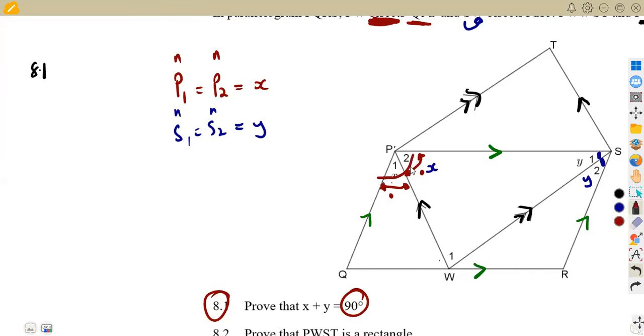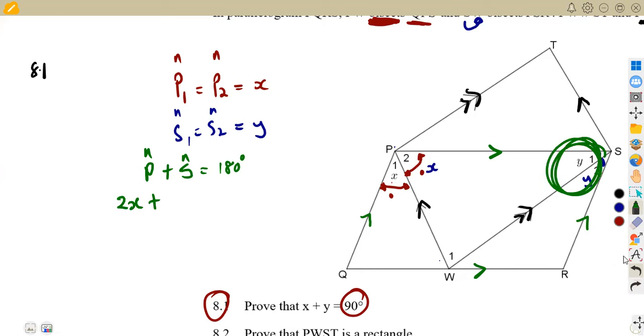The whole of angle P, which is this angle P, and the angle S added together should give us 180 degrees. So you can form an equation to say angle P plus angle S is equal to 180 degrees. We're talking about co-interior angles. The angle P that we're talking about is QPS, the whole of this angle P, meaning we're talking about X plus X, which is 2X, because these two angles are equal. So we've got 2X plus the angle S, which is the whole of this angle consisting of S1 and S2, meaning we are adding Y plus Y, which gives us 2Y. This is 180 degrees, right?